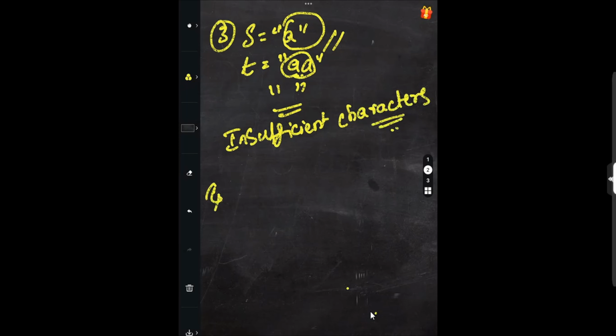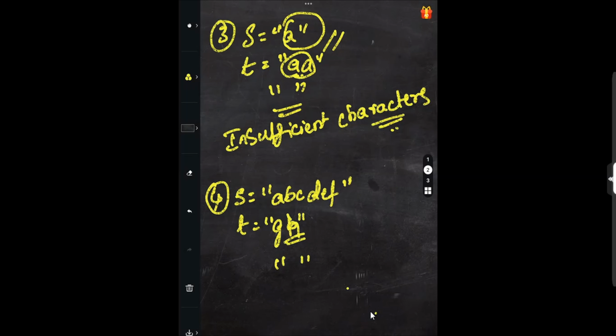So let's move on with the fourth edge case, nothing but the no match. While I say no match, I'll consider the example here. Let me consider A, B, C, D, E, F within the string S, and within T, let me consider G and H here. This is fine. So the output will be an empty string.